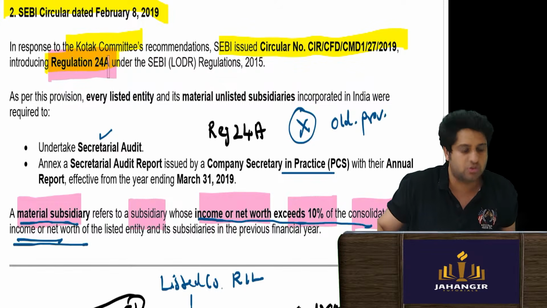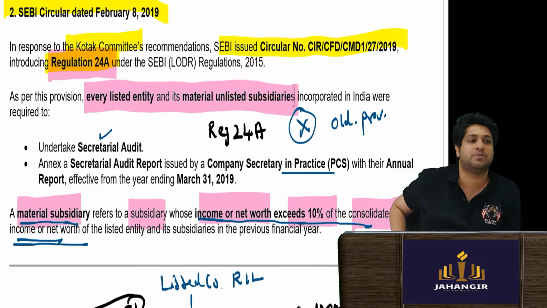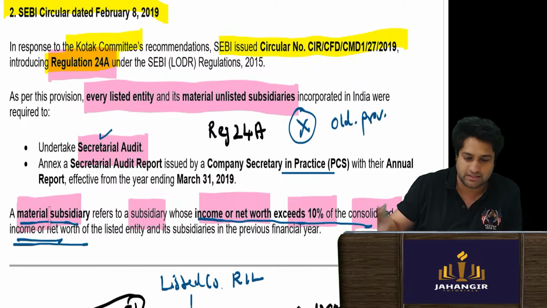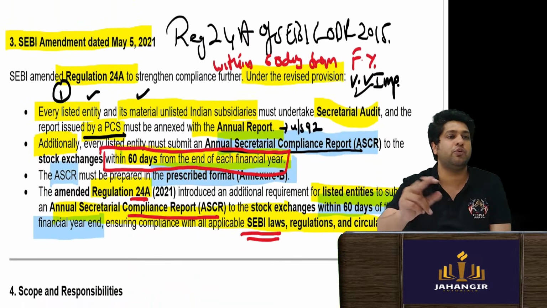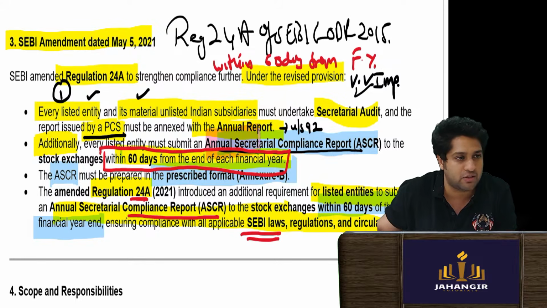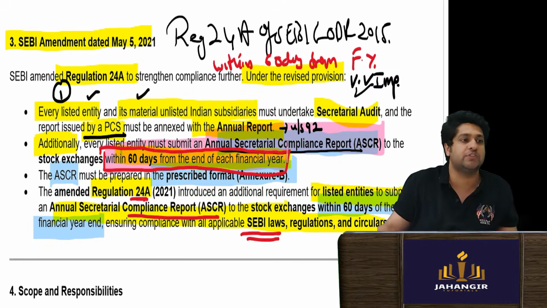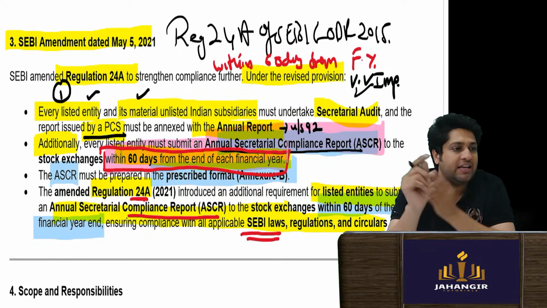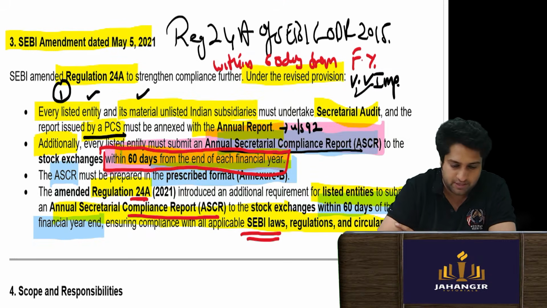So basically, secretarial audit is needed of not only the listed company but also its material subsidiary. Regulation 24A says that every listed company and its materially unlisted subsidiary are required to get a secretarial audit done. Materially is 10%. You have to remember the threshold. And for 24A, one more point they have added, that even a report called the annual secretarial compliance report, which is SEBI specific, also has to be done within 60 days from the end of the financial year.